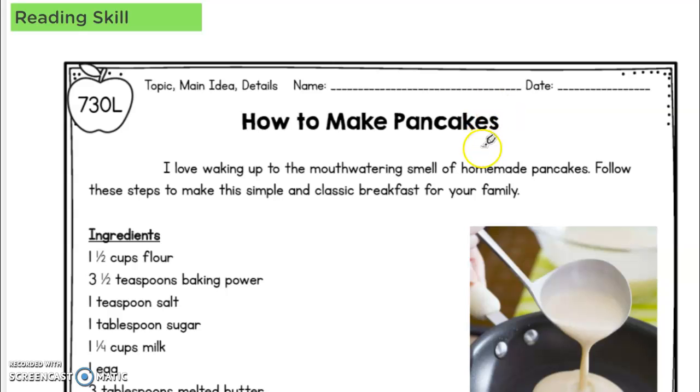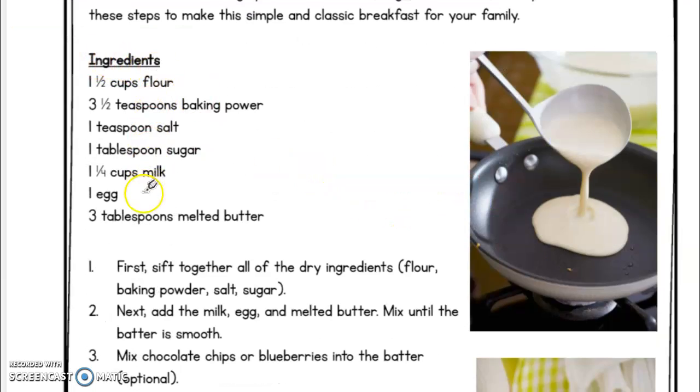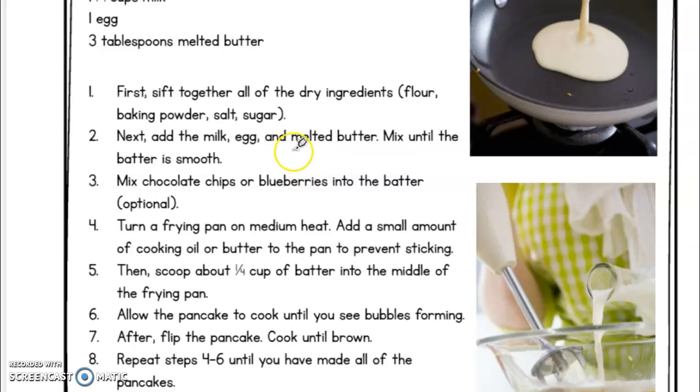How to make pancakes. I love waking up to the mouth-watering smell of homemade pancakes. Follow these steps to make this simple and classic breakfast for your family. You can see that they have all of the ingredients out there for us. Step 1. First, sift together all of the dry ingredients: flour, baking powder, salt, sugar. Next, add the milk, egg, and melted butter until the batter is smooth.